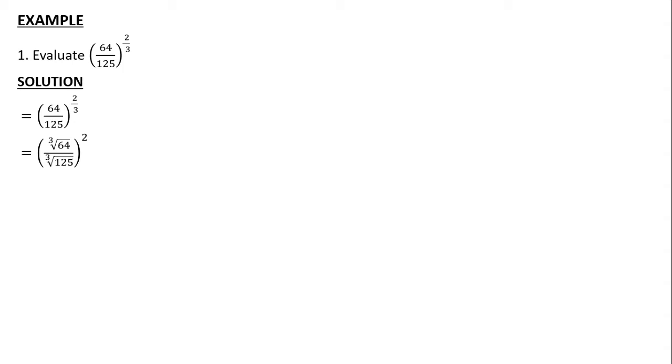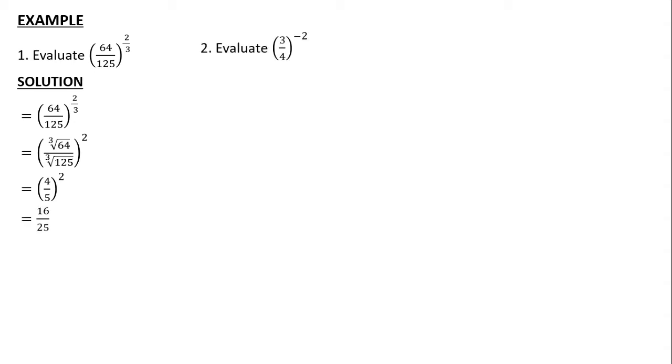A cube root is a number which you are supposed to multiply by itself 3 times to get 64, which is 4. The number which you multiply by itself 3 times to get 125 is 5. So from there we are going to square them. Our answer will be 16 over 25.